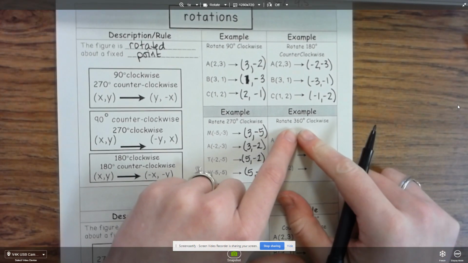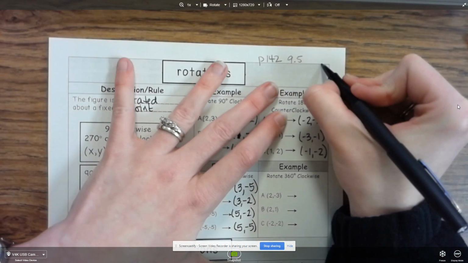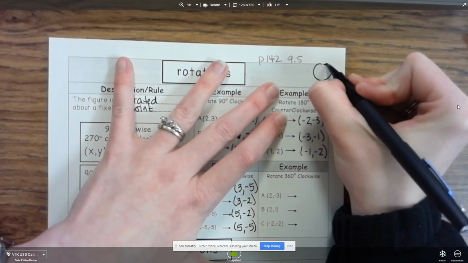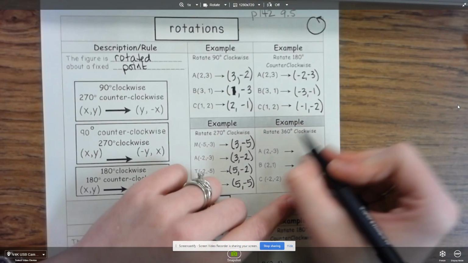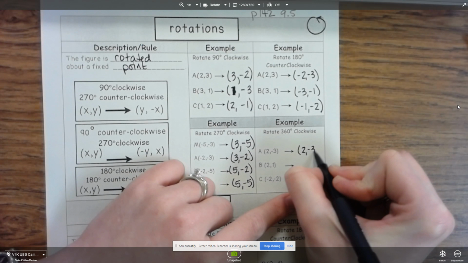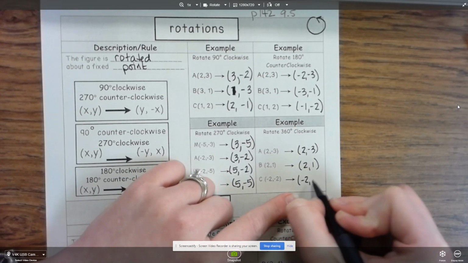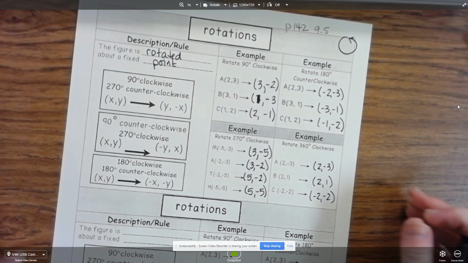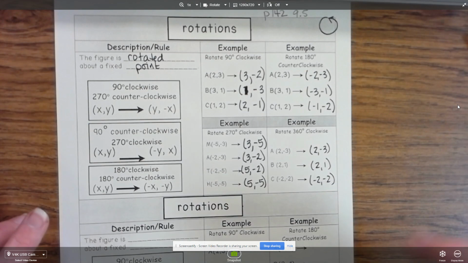And then a 360-degree clockwise rotation. If I rotate something 360 degrees, it's going to end up exactly where it started. So if it's 360 degrees, our points are going to stay exactly the same. And so that's it for this video.